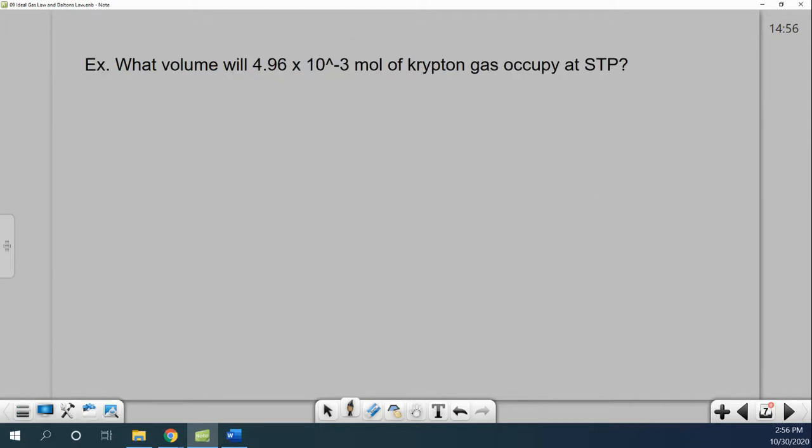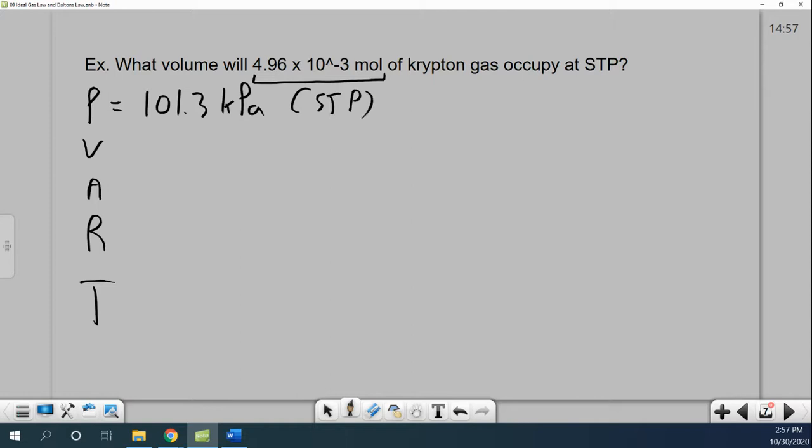So for example, what volume will 4.96 times 10 to the negative 3 moles of krypton gas occupy at standard temperature and pressure? Okay, so what do I know? I'm going to start like this. PV equals nRT. Pressure. Well, I'm at standard temperature and pressure, so I know that's 101.3 kPa. That comes from standard temperature and pressure. That's why I know that.